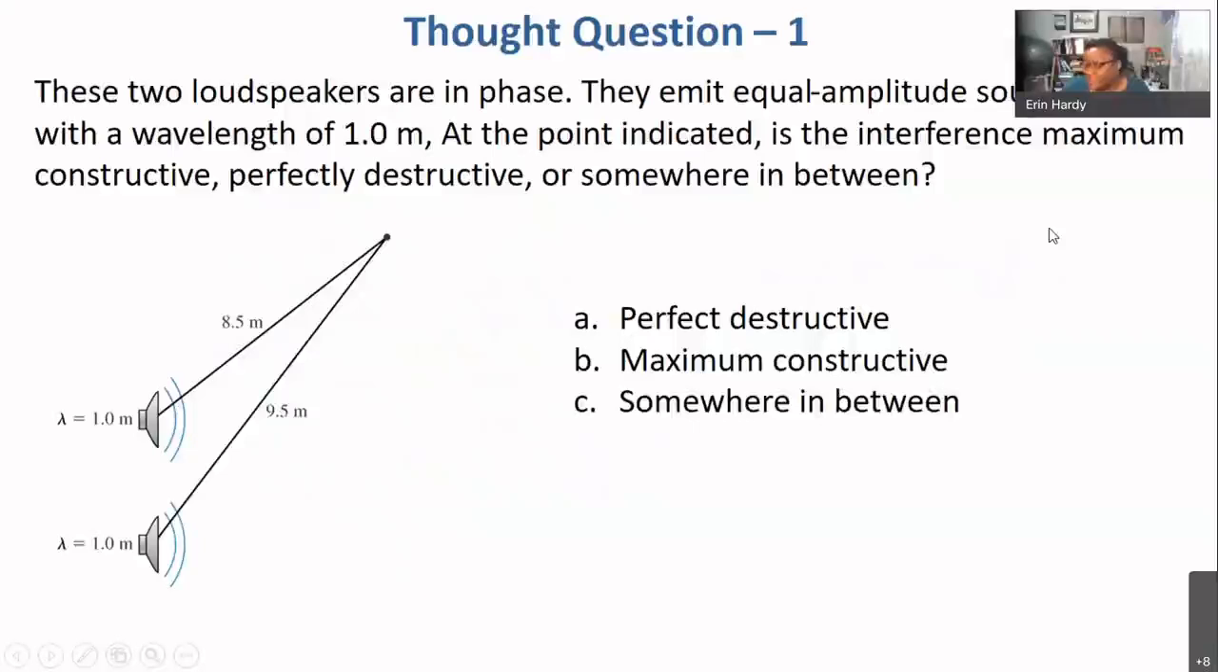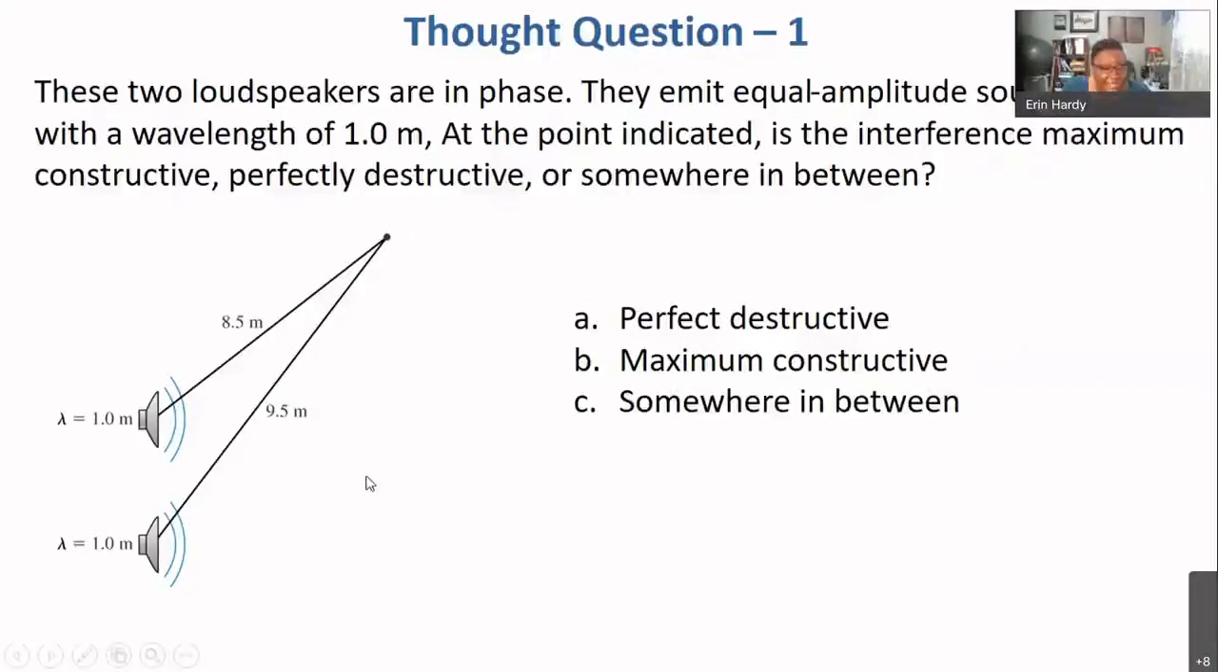So we've got our first thought question for this half of our chapter. These two loudspeakers are in phase, so they are producing the same sound wave. They are spaced out in a way that will lead to constructive interference. The wavelength of the signal is 1 meter. And imagine that you are the observer here at this dot. You're 8.5 meters away from one of them, 9.5 meters away from the other.